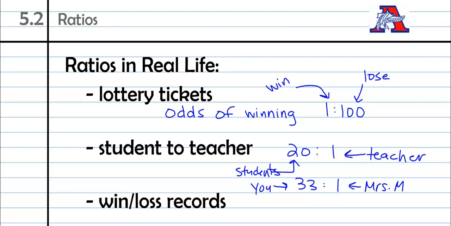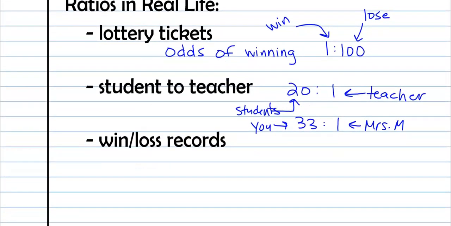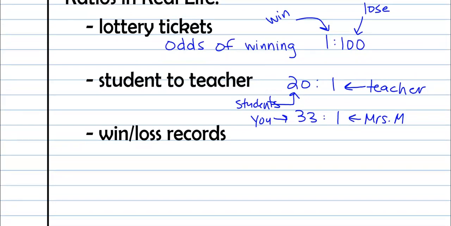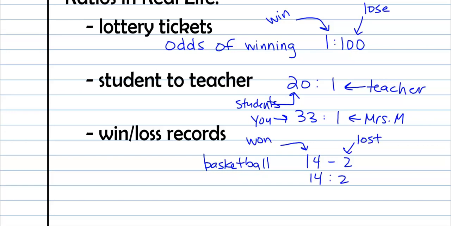All right, and then another one that a lot of you guys are probably really familiar with are win-loss records. So say the basketball team or the football team has a record of, say they're good, say they're 14 and 2. Really we would want to write that 14 to 2 if we want it to really look like a ratio, but that means that you have won 14 times and you have lost 2 times. So win-loss records are really just ratios.